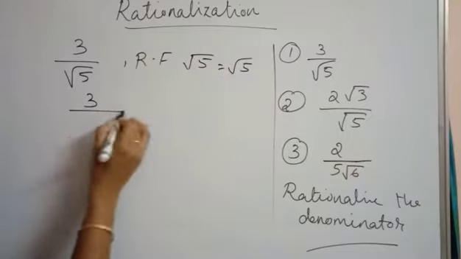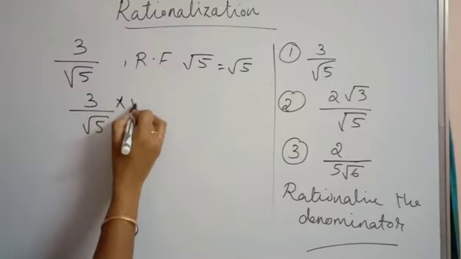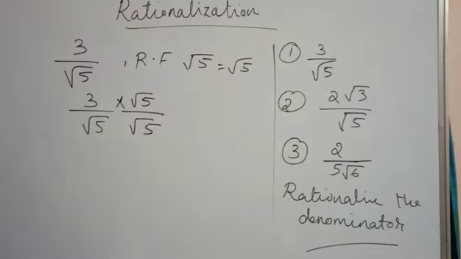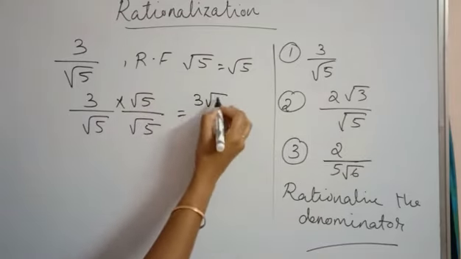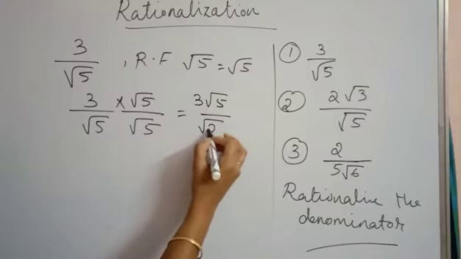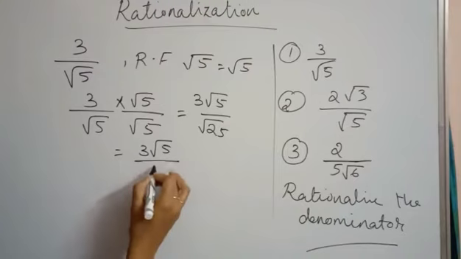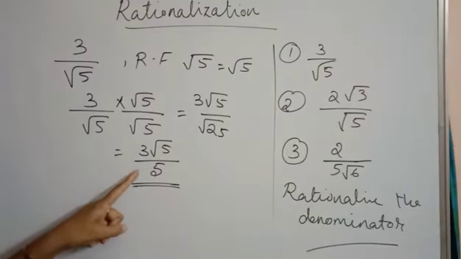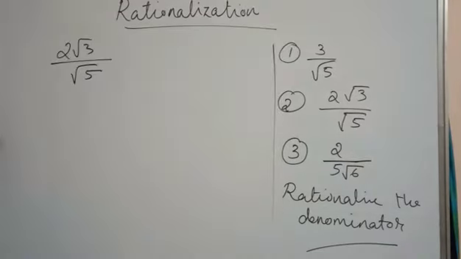Now let's multiply this. You will get square root of 5. Now you have to multiply both the numerator as well as the denominator with the rationalizing factor so that the value will not change. Your final answer will be 3 square root of 5 by root of 25. That is equal to 3 square root of 5 by 5. This is your answer. Now look at the denominator. It has become a rational number. Therefore, square root of 5 is the rationalizing factor.